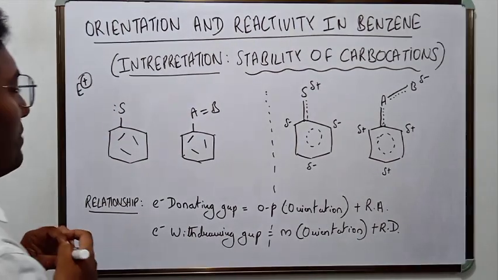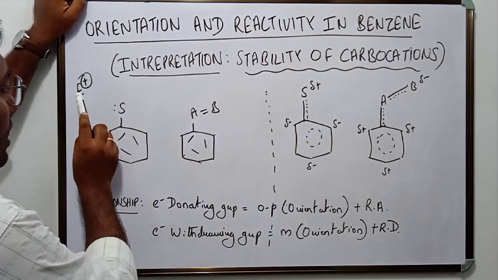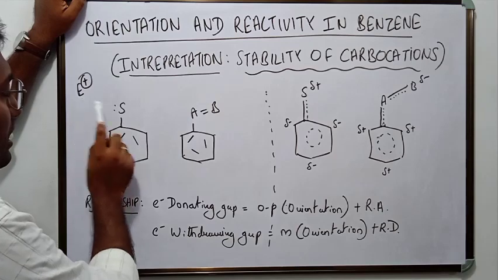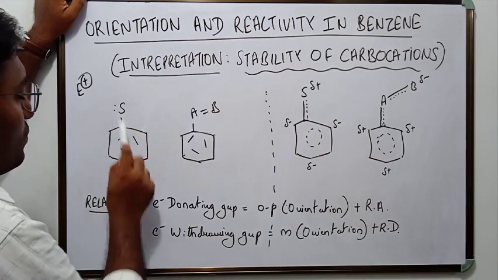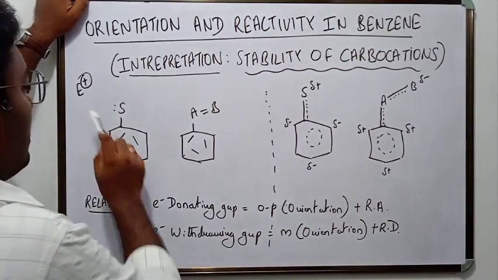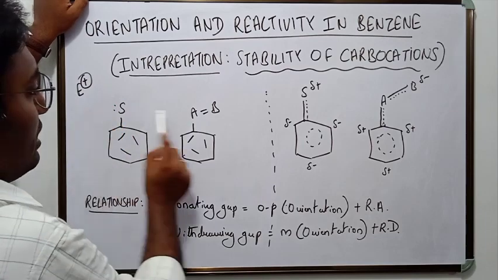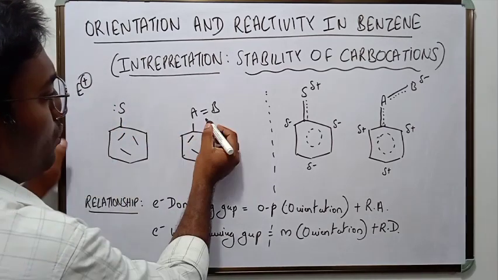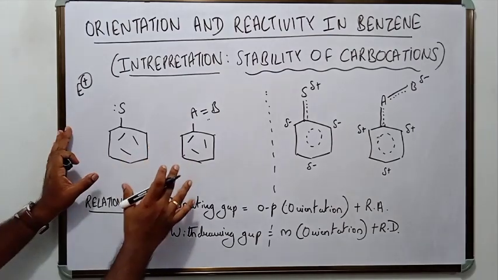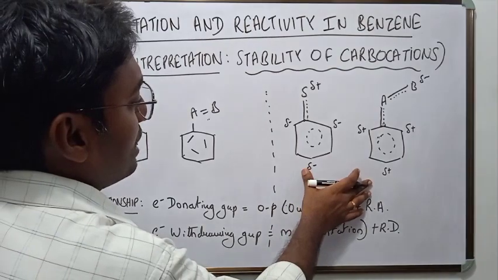What did I say? Let me repeat. In the second part of the video, we had predicted what the orientation of an attacking electrophile would be if an electron donating group is linked to benzene ring. Similarly, we predicted what the orientation of the incoming electrophile would be if an electron withdrawing group is attached to benzene ring. This we did solely and purely on the basis of allocation of charges.